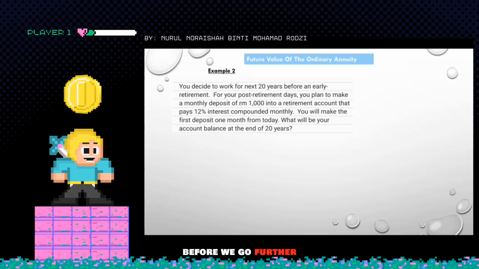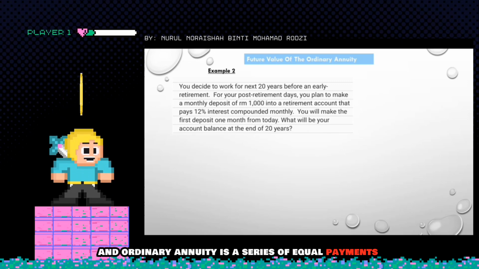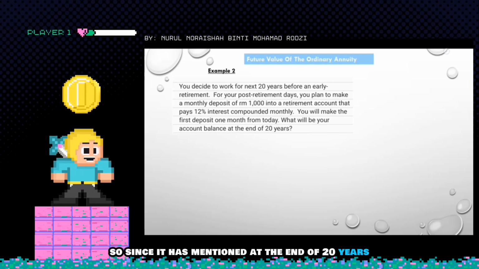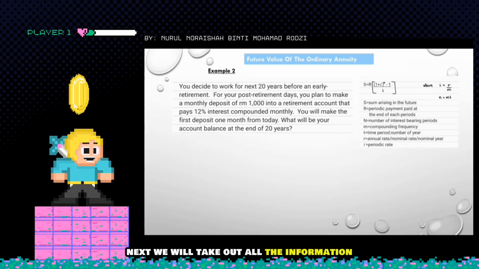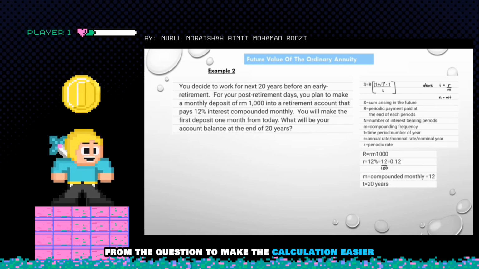Before we go further, how do we know this question uses the ordinary annuity formula? An ordinary annuity is a series of equal payments made at the end of consecutive periods over a fixed length of time. So, since it mentions the end of 20 years, we will use the formula as shown here. Next, we will take out all the information from the question to make the calculation easier.